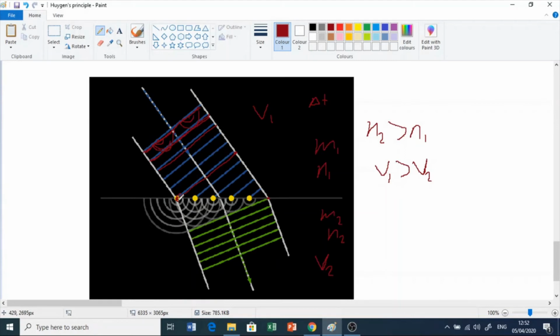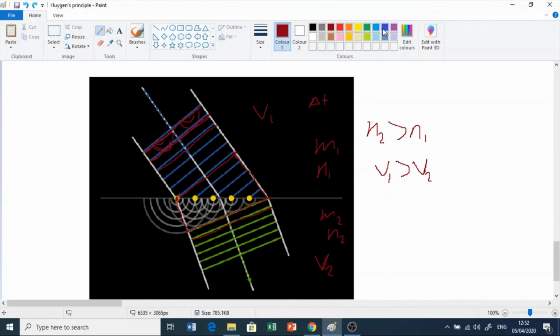In time delta t, the waves from this point will come to this point, and in the same time the waves from this point are going to reach this point. When I draw a straight line tangent to the waves, I'm going to get a new wavefront. And now this is another wavefront, and as you see, the waves were moving toward that direction.